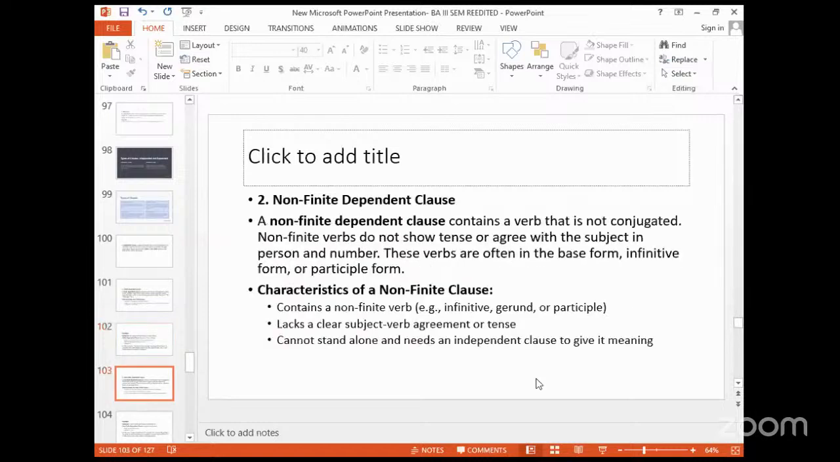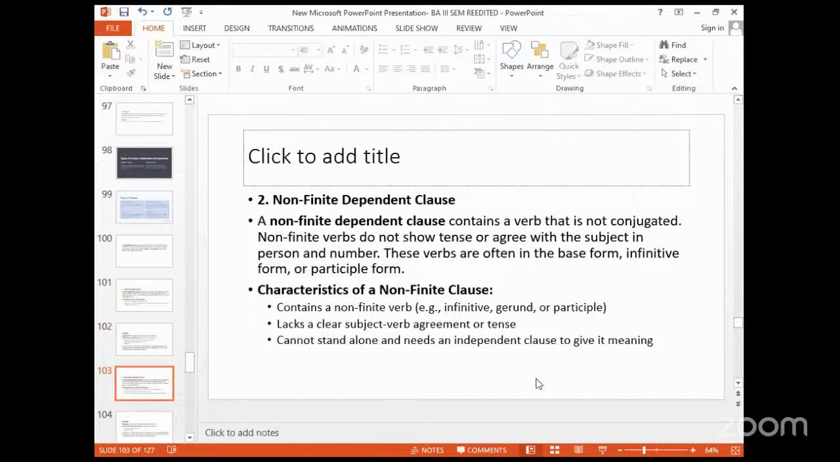Now coming to the non-finite dependent clause. A non-finite dependent clause contains a verb that is not conjugated. Non-finite verbs do not show tense or agree with the subject in person and number. These verbs are often in the base form, infinitive form, or participle form. If you look at the characteristics of a non-finite clause, it contains a non-finite verb, either an infinitive, gerund, or participle, lacks a clear subject, verb agreement, or tense, cannot stand alone and needs an independent clause to give it meaning.